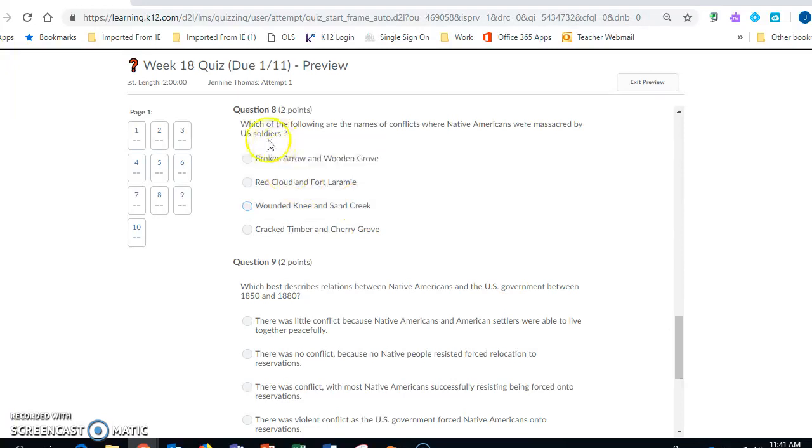Question 8. Which of the following are the names of conflicts where Native Americans were massacred by U.S. soldiers? Broken Arrow and Wooden Grove, Red Cloud and Fort Laramie, Wounded Knee and Sand Creek, or Cracked Timber and Cherry Grove?